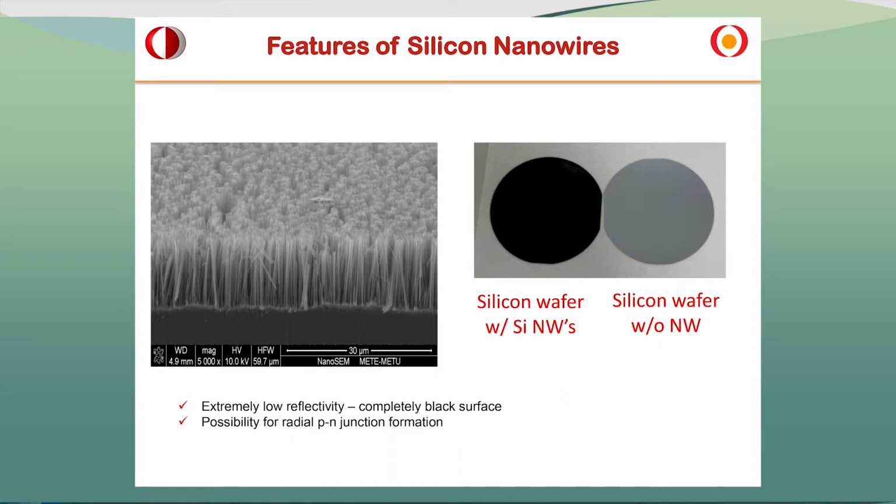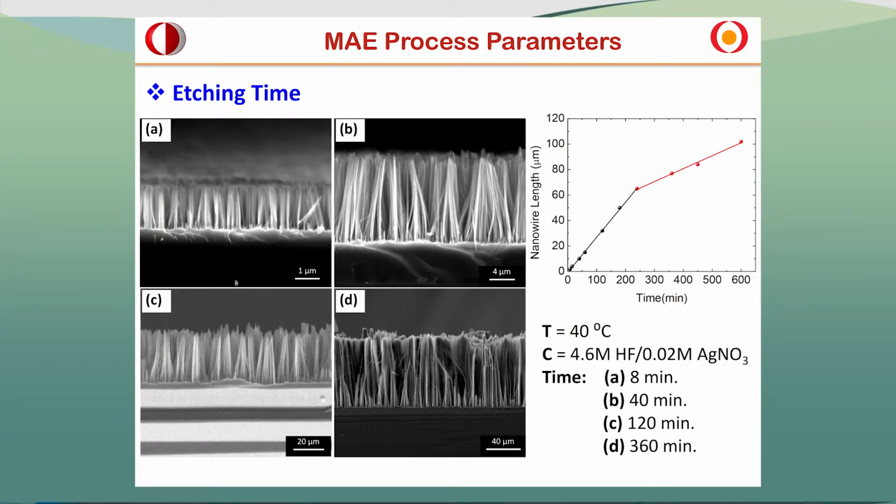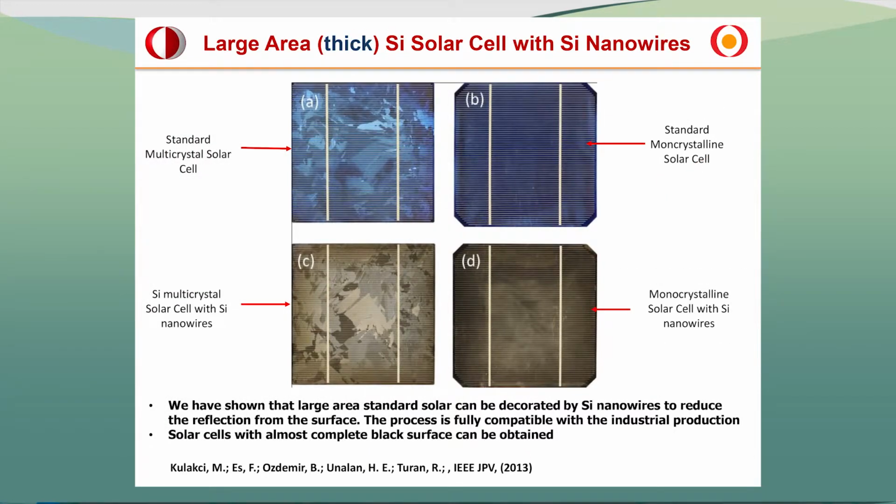The size of the nanowires can be controlled. The length can be controlled, of course, by the etching time and by the temperature. And the shape of the nanowires can be controlled to some extent using different chemistry in the same approach. So using these structures, we try to fabricate solar cells. We try to apply this approach to industrial size, large area solar cells.